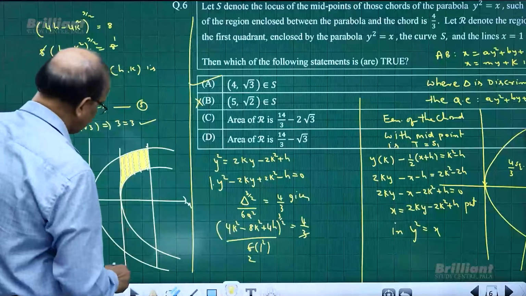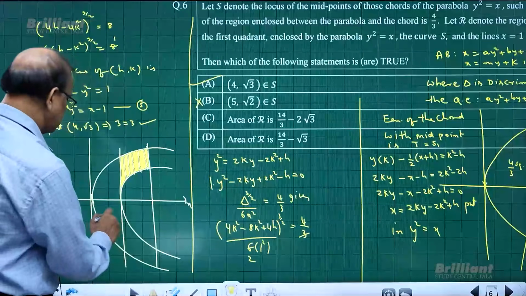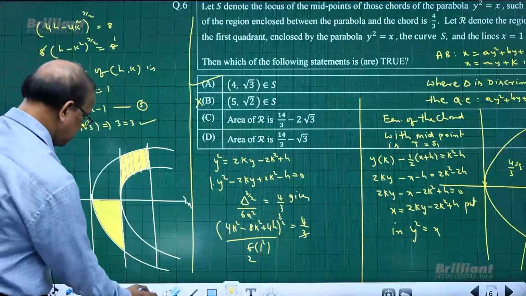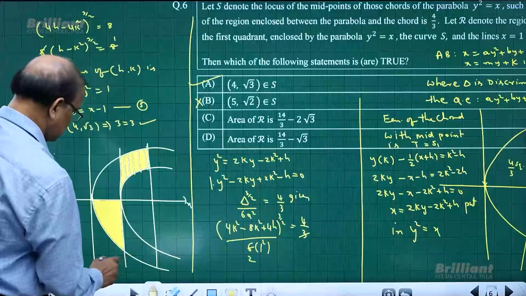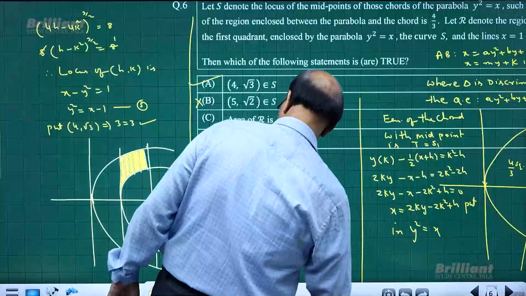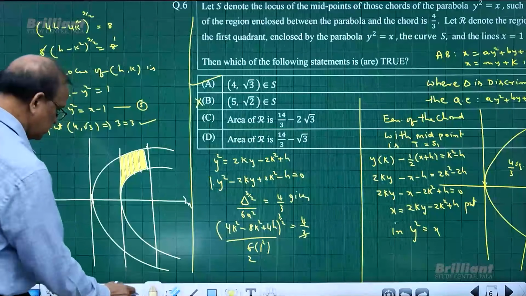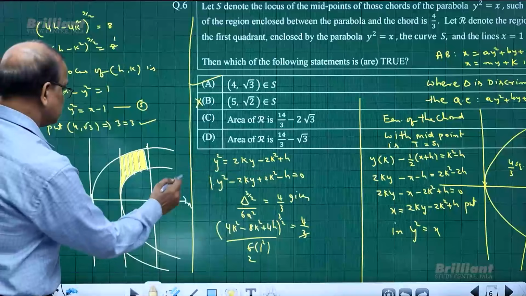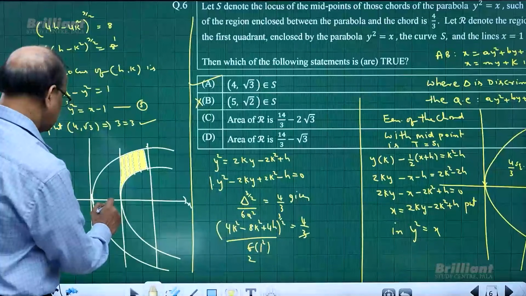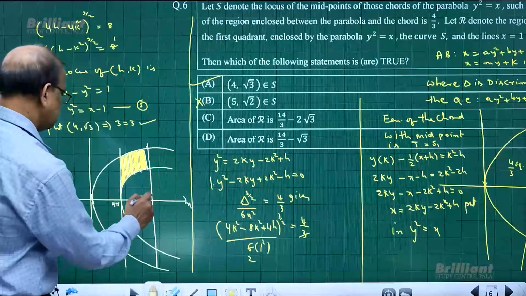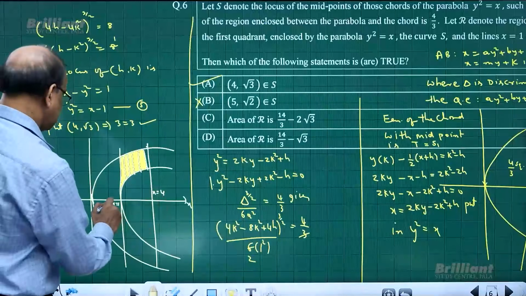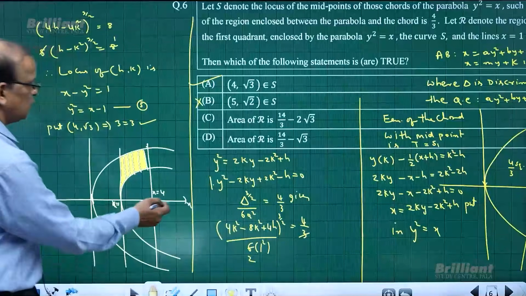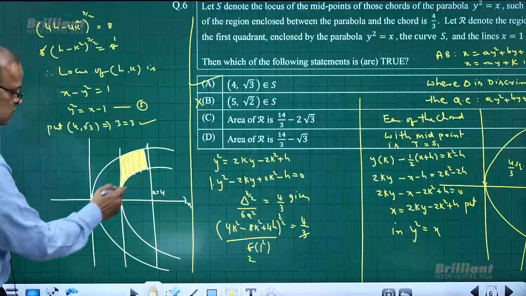Yes, this area we have to find. So, it is a simple case. You can take, right? Okay. So, 1 to 4. This is 1. This is 4. Required area: 1 to 4, upper parabola minus lower parabola.